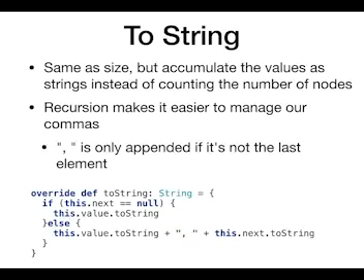ToString, very similar. If this is the last node in the list, so if next is null, just return its value .toString. Else, recursive call to ToString plus my value's ToString with a comma in the middle.